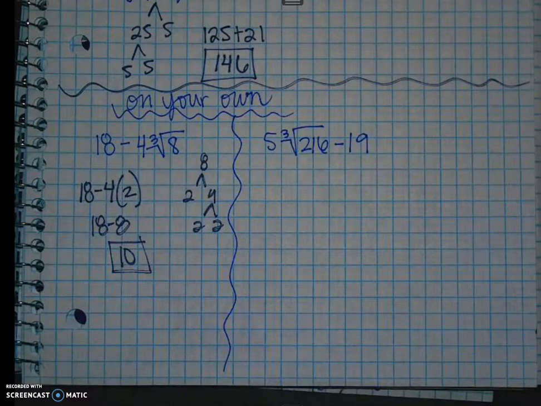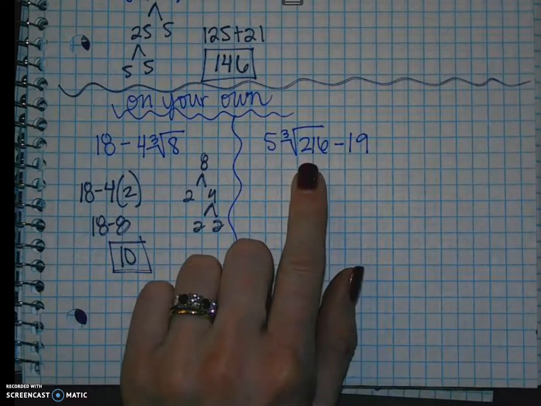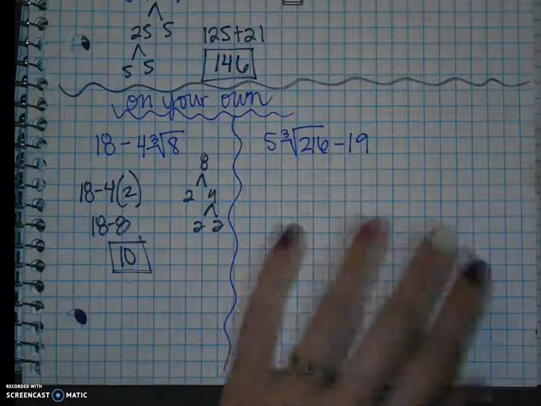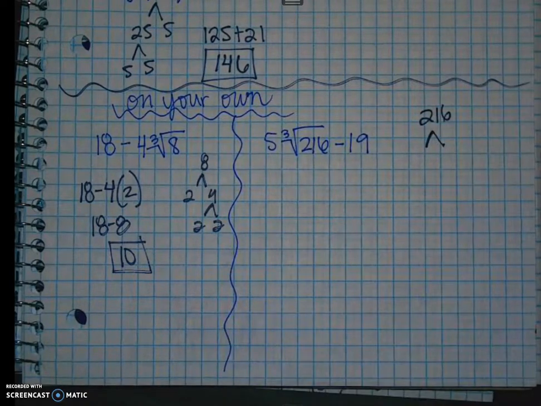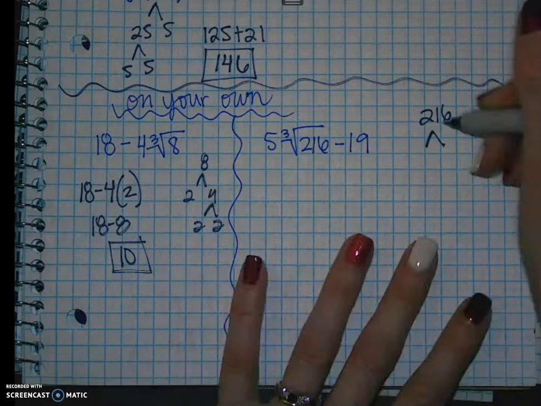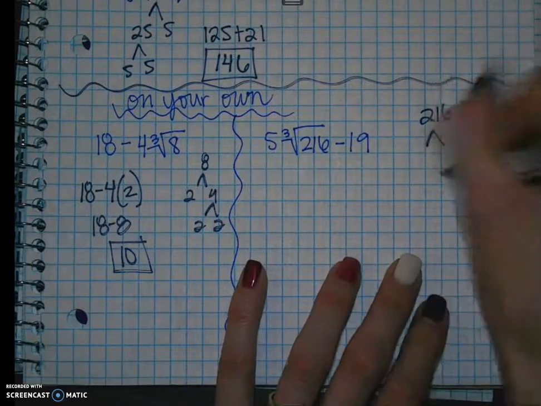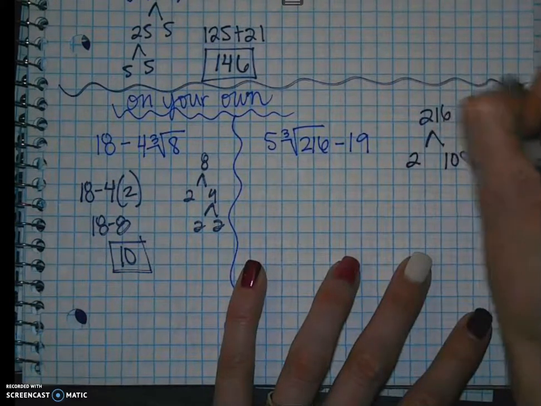Let's talk about this next one. You have to break down 216, and I know that's a pretty big number. Guys, if you struggle with division, that is okay. Remember, whenever you have an even number, it's always divisible by 2. So if you're not sure, just start with 2. It's okay if it takes you longer. So I know that 216 divided by 2 is 108.